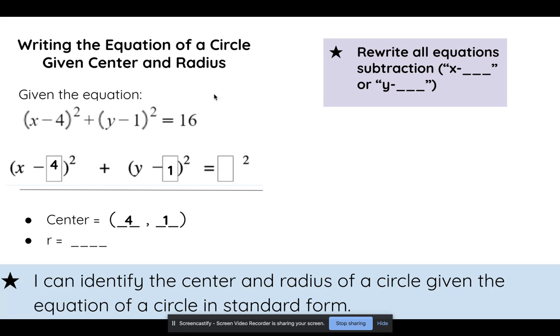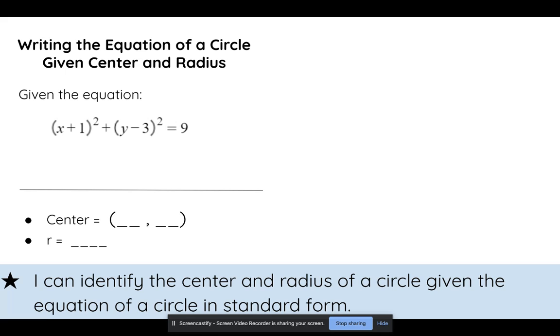When I look at 16, I need to remember that is my radius squared. So to get just my radius, I need to take the square root, because the square root of 16 is 4. So therefore my radius is 4. We're going to do 2 more problems together, and then you're going to do 3 independently.